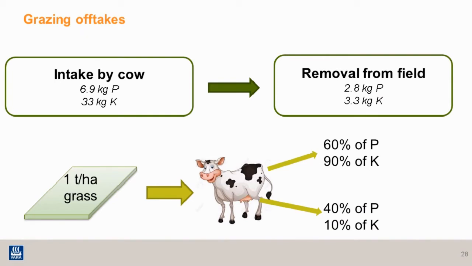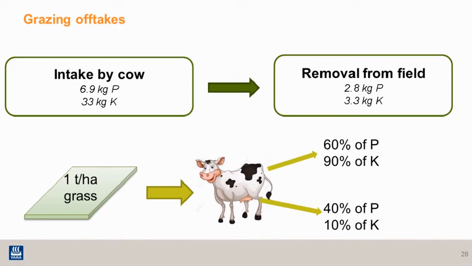she's eating. What's actually happening is that some of those nutrients are being retained, whether in live weight gain or in milk. We're approximating that about 40% of the phosphorus and 10% of the potassium in that ton of dry matter is retained by the animal. That's more for dairying systems. On beef and sheep farms, it's probably closer to 20% of the phosphate and more like 5% of the potassium retained by the animal.